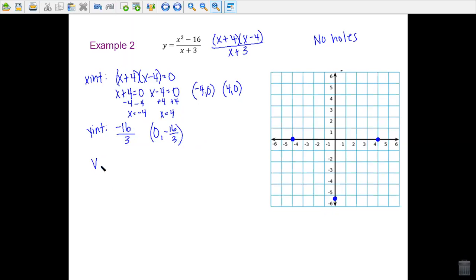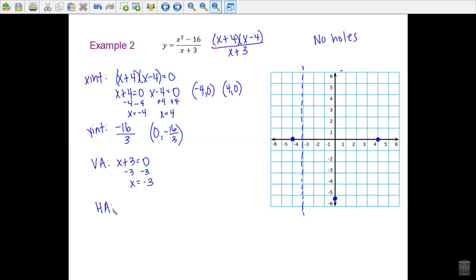All right, vertical asymptote. Set the denominator equal to 0. Subtract 3. So then x equals negative 3. So that's where I'm going to have a vertical dotted line. So I'm going to go to negative 3 on the x-axis and put a vertical line. I'll try to. It's a little struggle bus today.